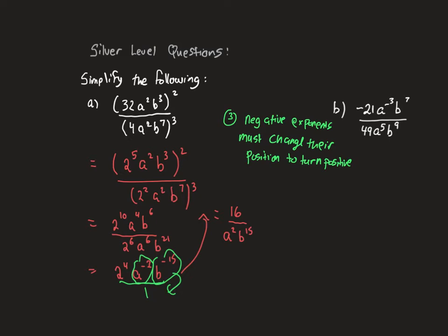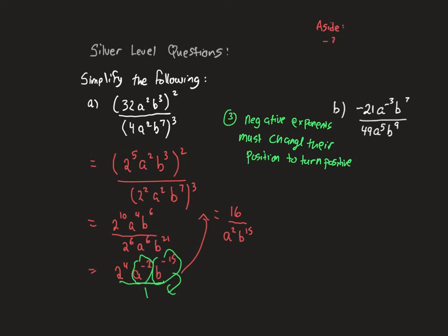And our next question here, can I do anything here with my 21 and my 49? Not really. You can't turn that into bases. Now, in these type of questions, when you can't do that kind of step, you can simplify your numbers first. So put this on the side here.